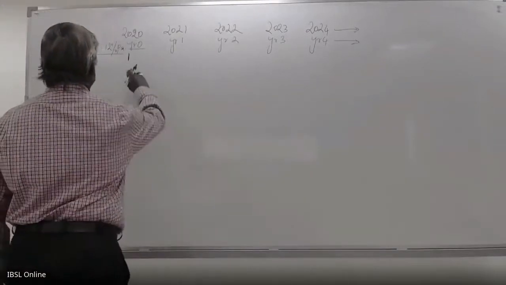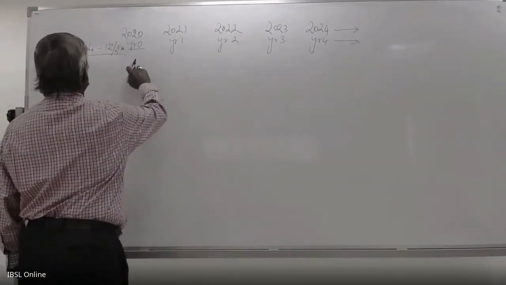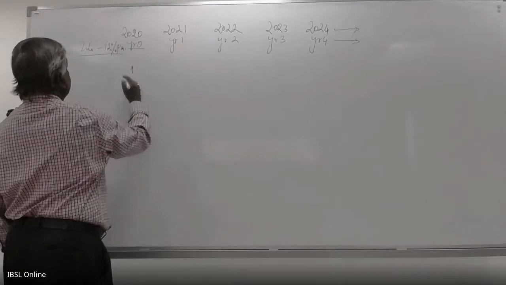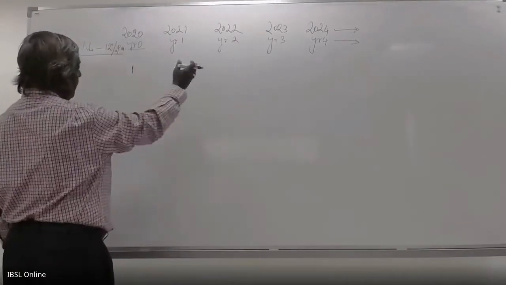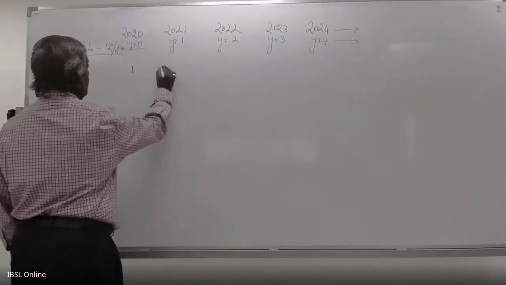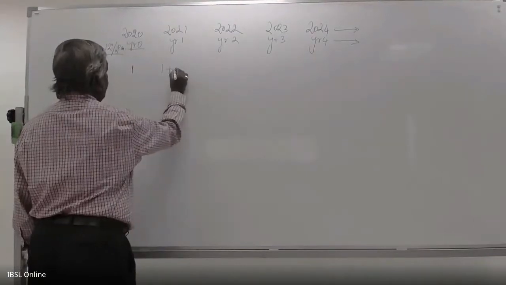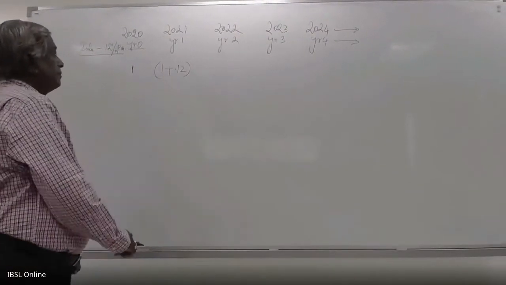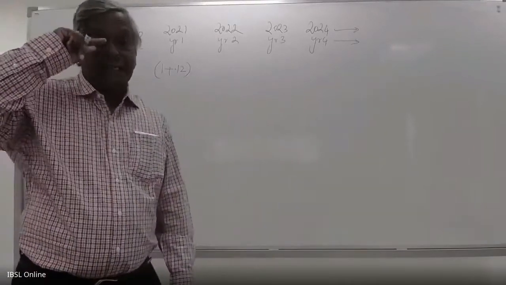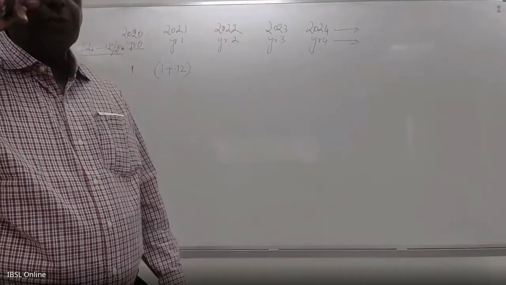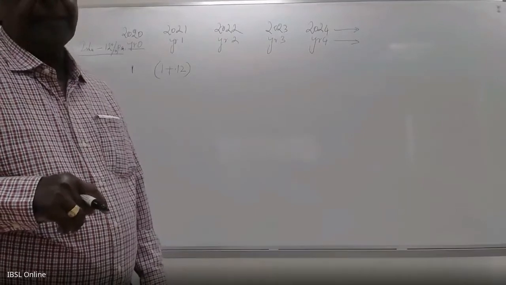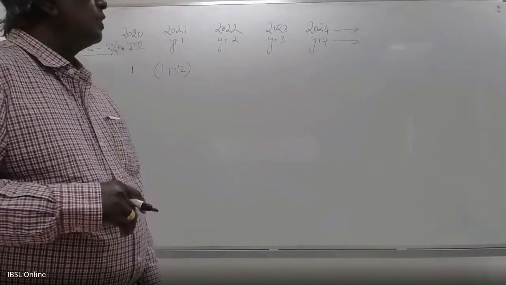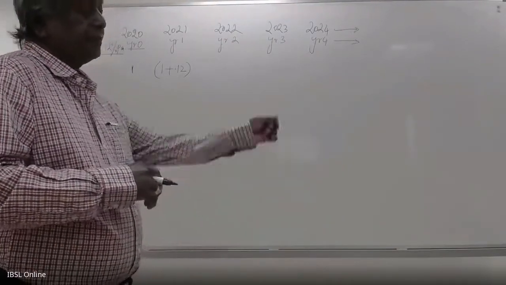So now, 1 rupee. Next year, it will be 1 plus 0.12. Is 1 rupee, we earn an interest of 0.12 and it will add up to 1 plus 0.12.